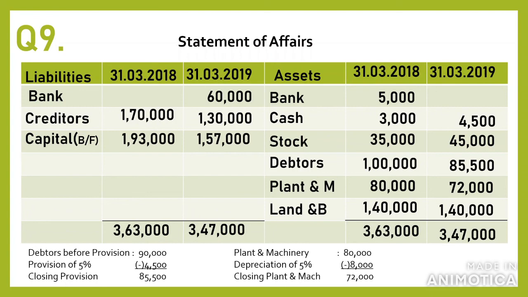And there you go. Okay, so you can quickly check 1.7 plus 1.93, you get 3.63 lakhs, and then 60 plus 1.3 plus 1.57, you get 3.47. So 3,47,000, 3,63,000, these are the totals for liabilities. Okay, so now that you have arrived at the opening capital and the closing capital, what you can do next is you can determine the profit. So let us see how we arrive at the profit.